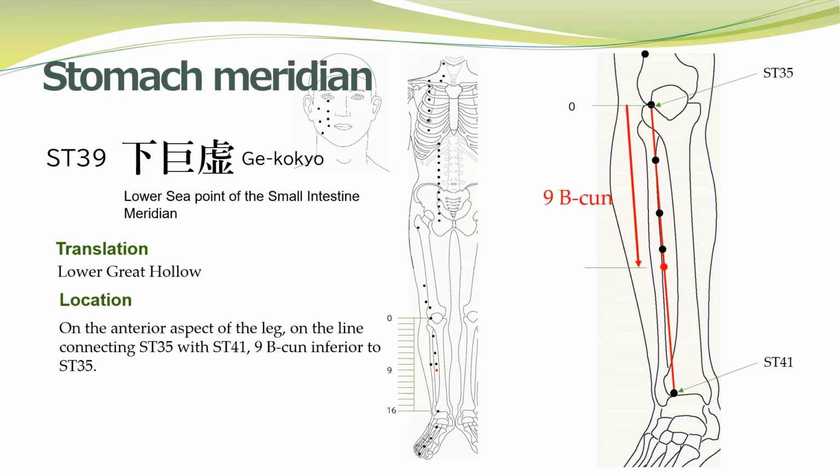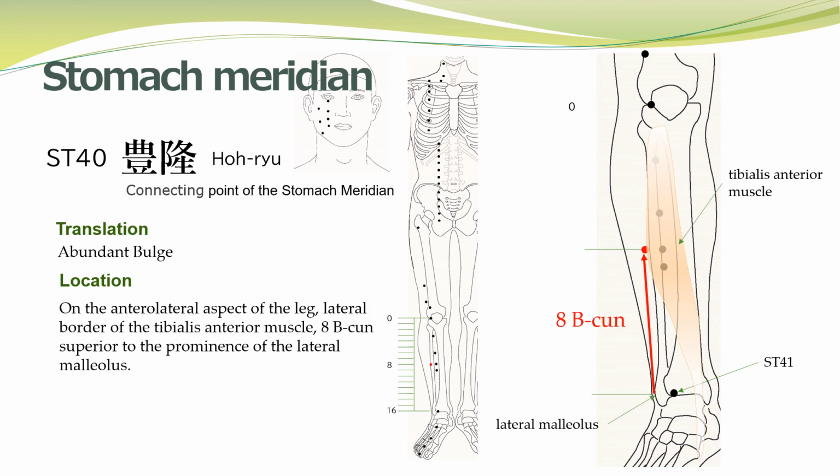ST39. Lower great hollow. On the anterior aspect of the leg, on the line connecting ST35 with ST41, 9 fcun inferior to ST35. ST40. Abundant bulge. On the anterolateral aspect of the leg, lateral border of the tibialis anterior muscle, 8 fcun superior to the prominence of the lateral malleolus.